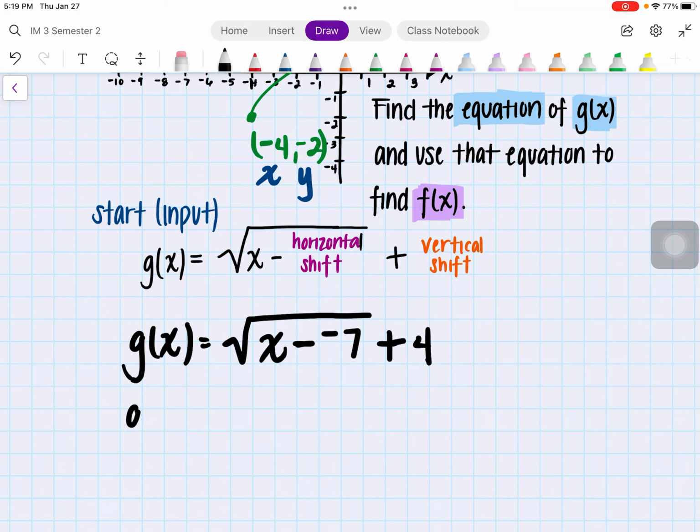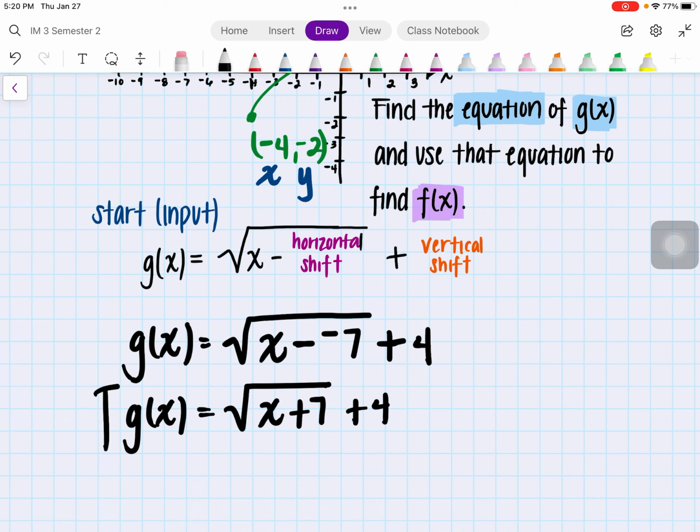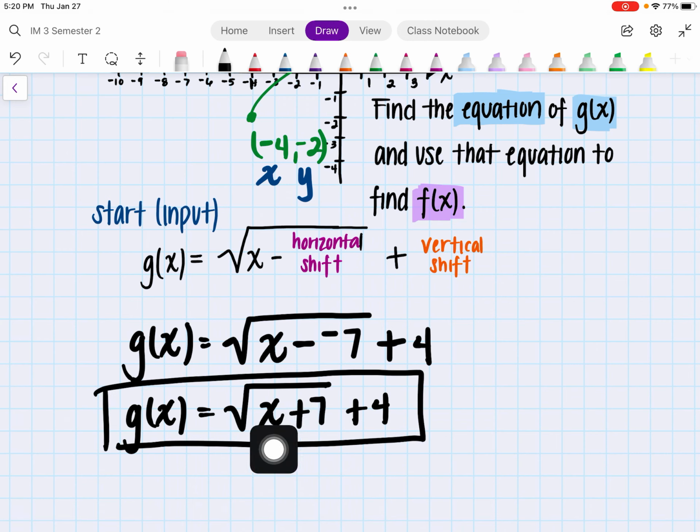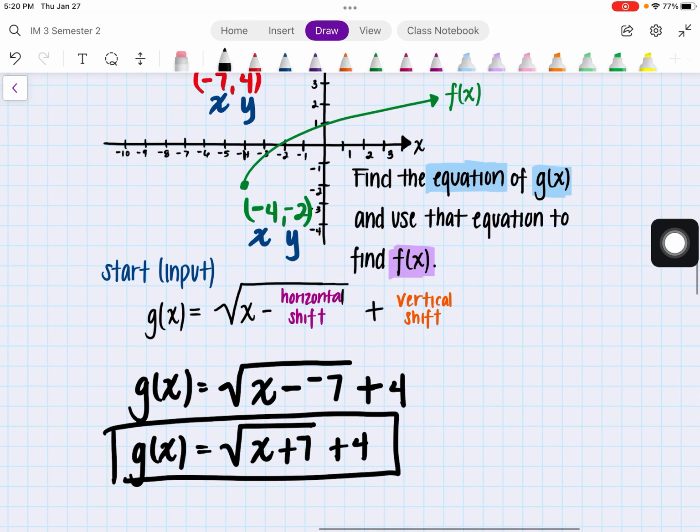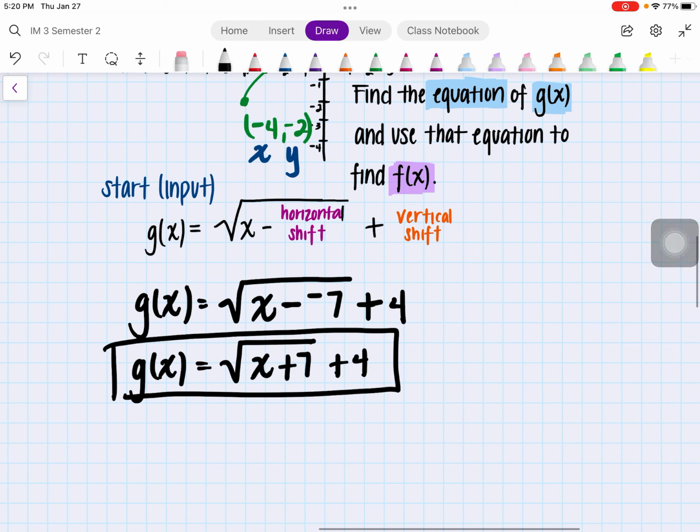So let's go ahead and simplify this out. And I have g of x equals square root of x. Double negatives becomes a positive. So x plus 7 plus 4. And this here is the equation of g of x. So that means if I were to graph this on Desmos, I should be getting that same equation over here as g of x. Now let's go ahead and follow the same format here for f of x.